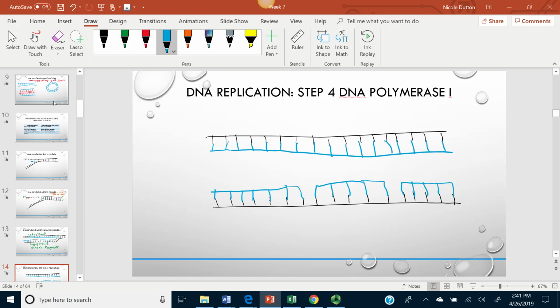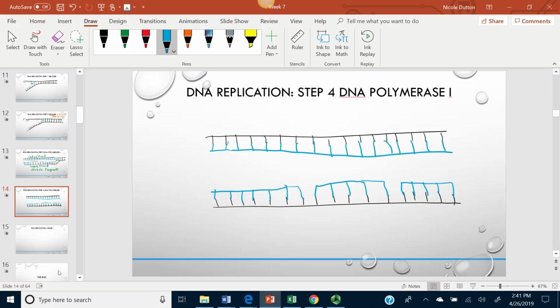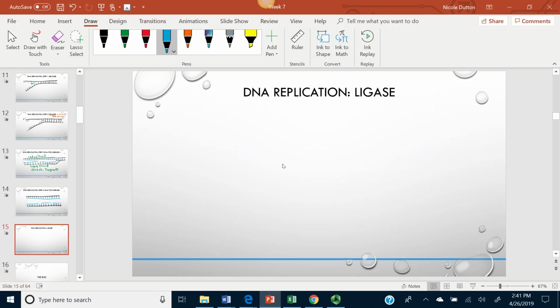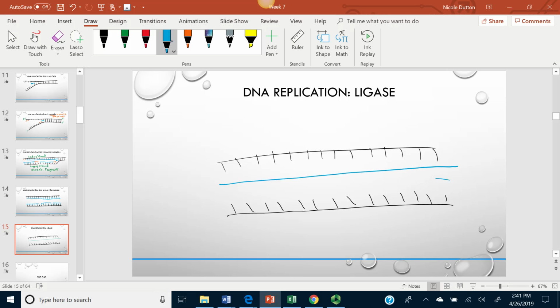So if you recall, what we originally wanted to do is we wanted this picture in the end. We wanted the old DNA on the outside and the new DNA on the inside. And the top strand looks okay, but the bottom strand is still a little bit messed up because there are gaps between each one of the Okazaki fragments. So the final step involves ligase. What ligase does is glue together the Okazaki fragments to complete DNA replication.